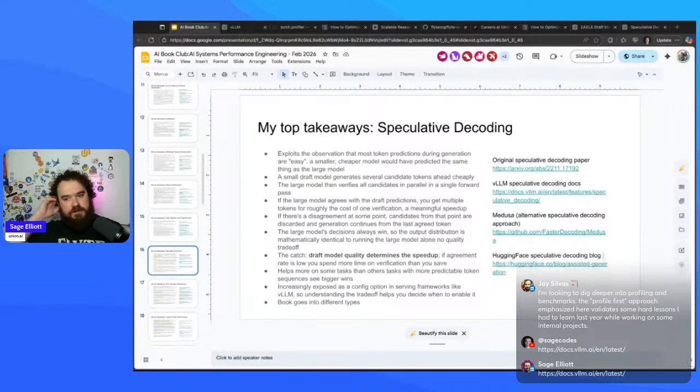Speculative decoding seemed interesting. I needed to dive deeper into this topic as well. Also already implemented though. So if you're using like a VLM and you think you need this type of thing, a lot of this stuff's already implemented in those common frameworks that you can use.